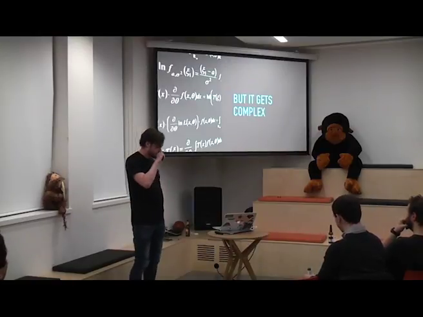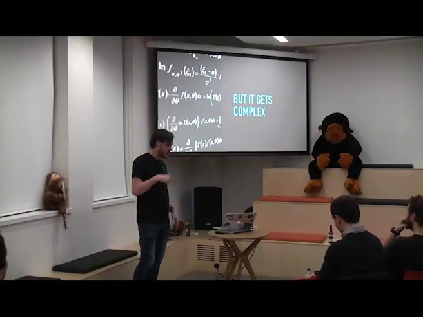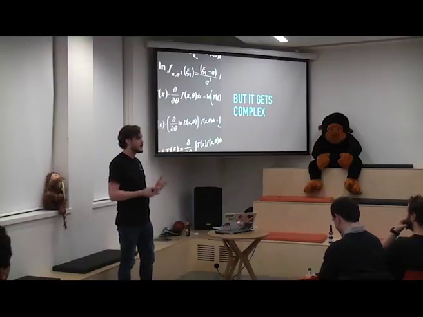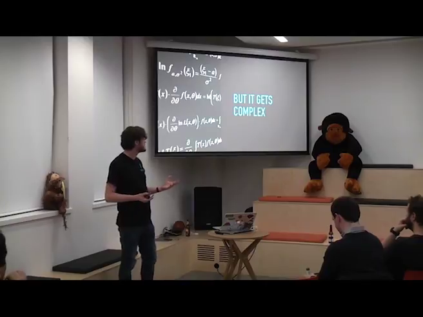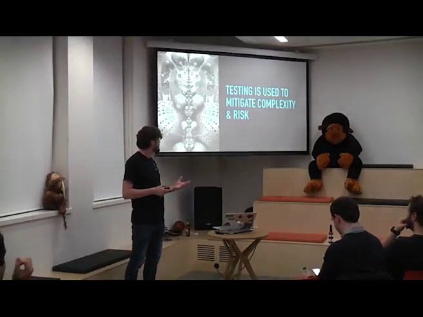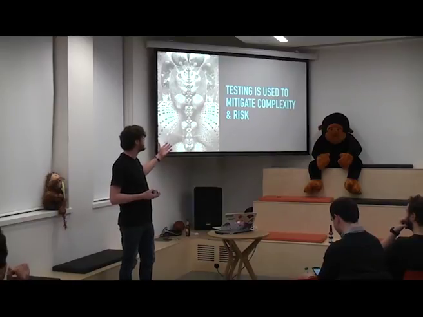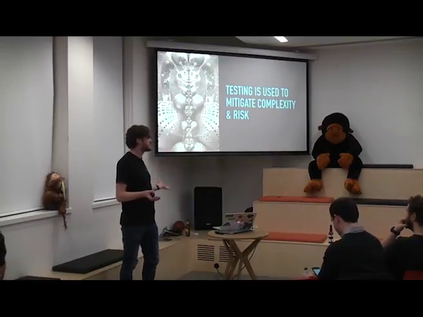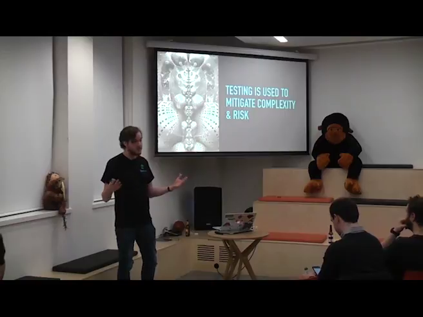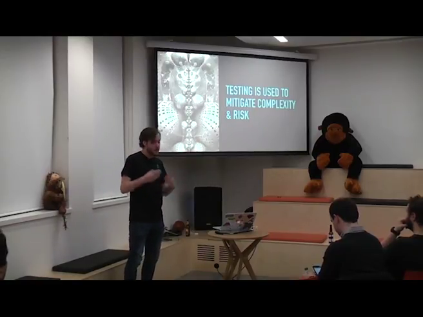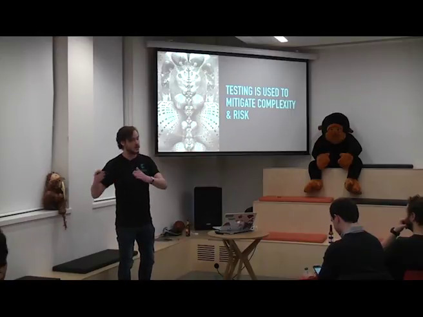But the thing is, programmable infrastructure, actually all infrastructure really, is inherently complex. We're building complicated applications here. Now, I'm a tester, so I know that, I do this every day. Testing is used to mitigate complexity and risk. We build complicated applications. How do we get around that? We build tests. We check as we go along.